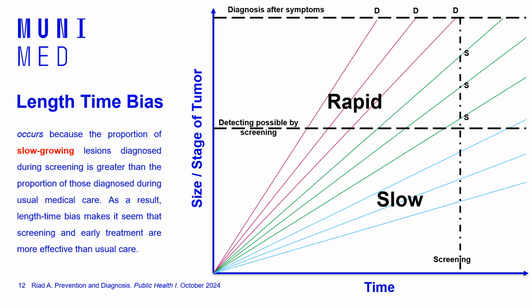Why? Because the purple ones are too fast. They didn't even wait for the screening to take place in the year 2000, so they were found by regular diagnosis or normal diagnosis in hospitals. The green ones were slower, so they waited for the screening that took place in the year 2000. But look also at the blue ones. The blue ones are very slow and they are probably benign as well.